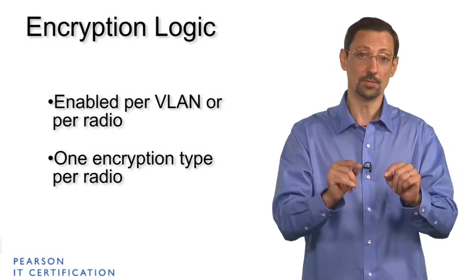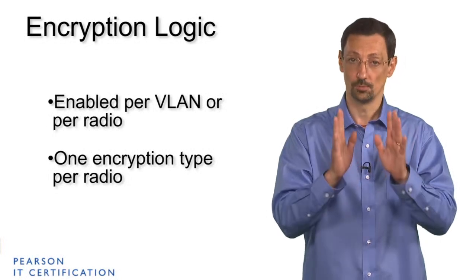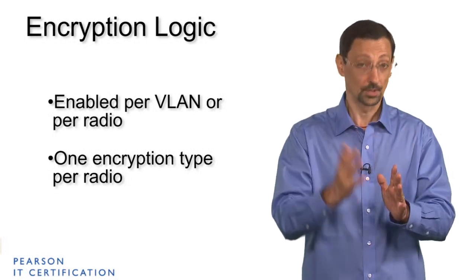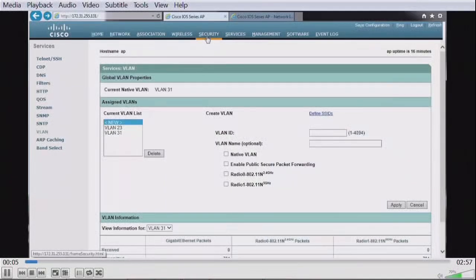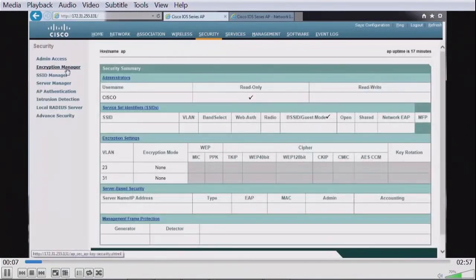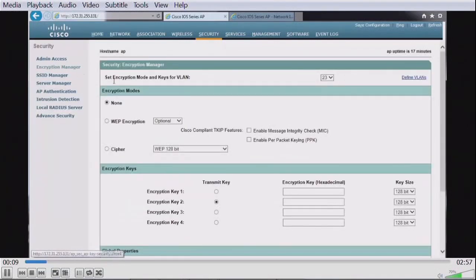So it's important to keep that in mind. One single type of encryption per radio. Let's go and do it. Remember how encryption was associated to the radios just a minute ago? Now that I have VLANs, you see that I don't see the radios anymore in my encryption manager page.